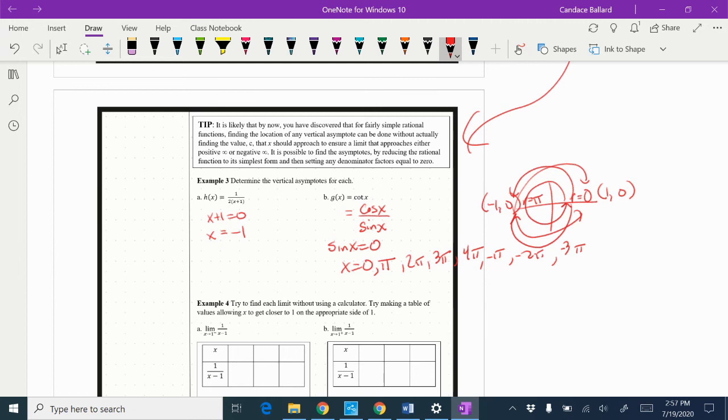So there are lots of vertical asymptotes. Typically in calculus, we usually stay between 0 and 2 pi, so we would have really only had these 3 answers, but it just depends on how the question is asked.